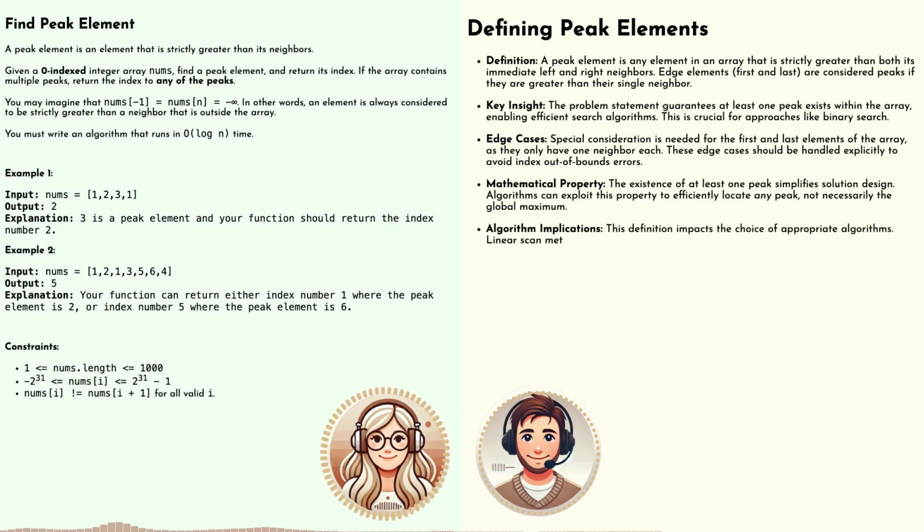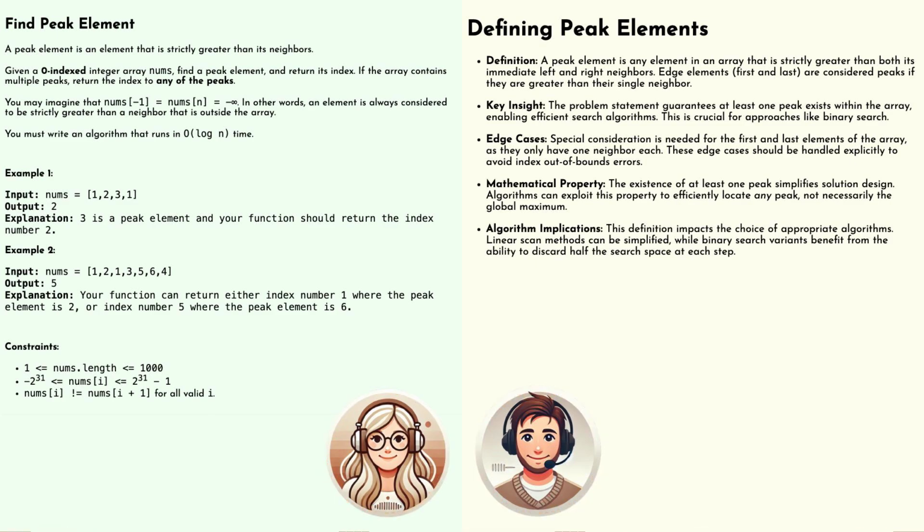But here's a question. What if we have an array like this? 1, 2, 2, 1. Are there any peaks there? That's a good question. In that case, I don't think any of the elements would be a peak because none of them are strictly greater than both of their neighbors.